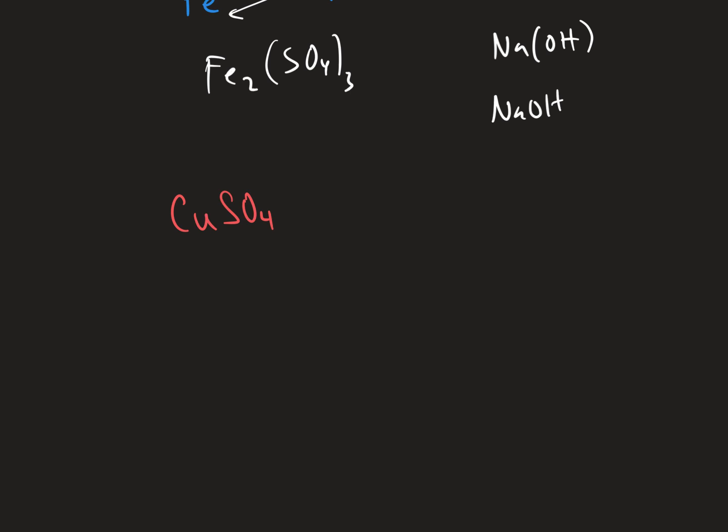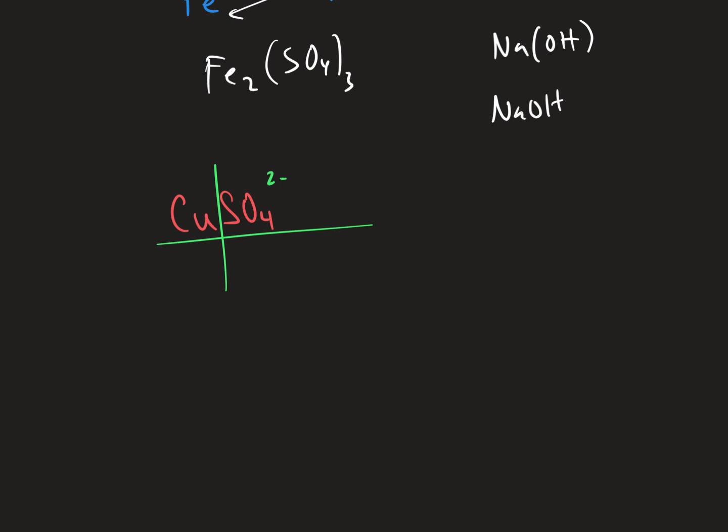So what kind of metal do we have? It is copper. What kind of metal is this? Transition metal. So we got to figure out the charge. What's the charge of SO4? 2 minus. And how many are there? 1. How do we know there's 1? No parentheses. It's a polyatomic ion and the 4 is part of it.